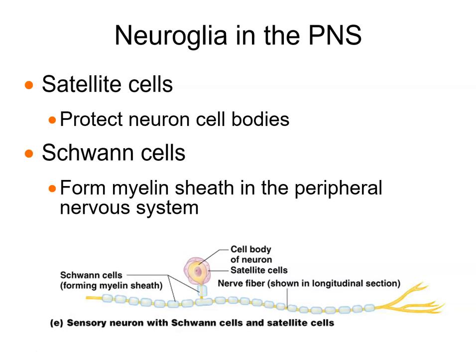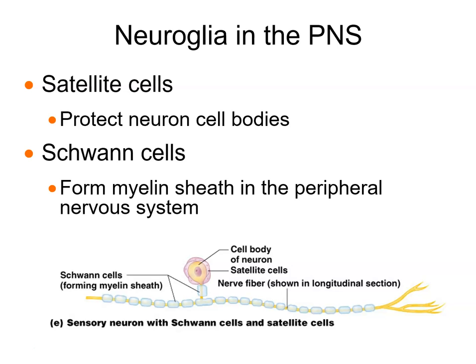They form a myelin sheath just like oligodendrocytes, but they're called a different thing because of their location. Oligodendrocytes are found in the central nervous system, whereas Schwann cells are found in the peripheral nervous system. Now, both oligodendrocytes and Schwann cells do form myelin sheaths. The only difference is where they're located.